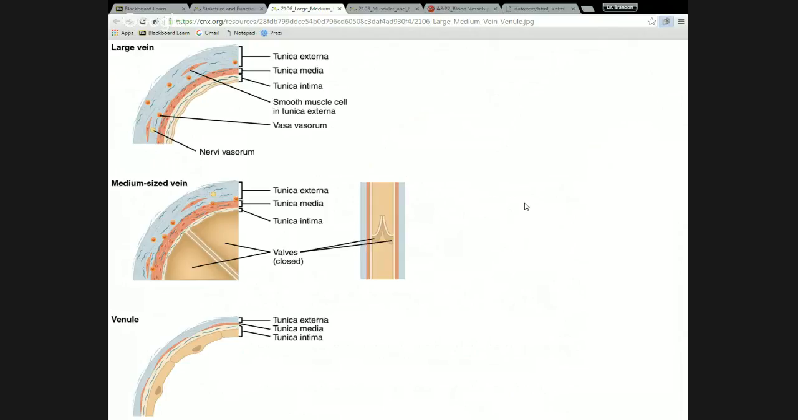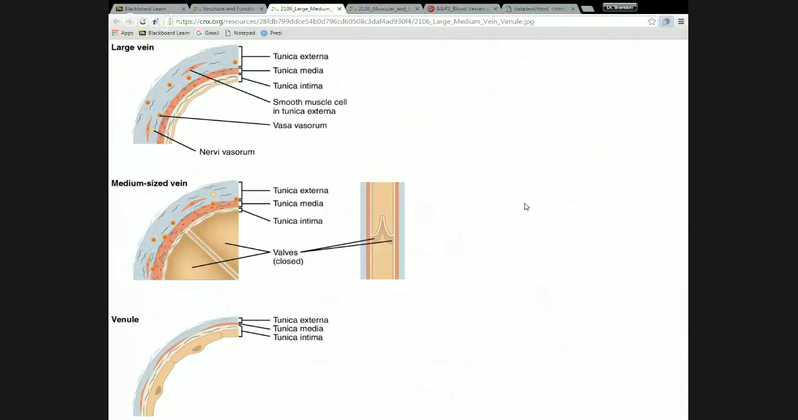Venules are microscopic veins, and those are the vessels that capillary beds feed into. And then venules feed into veins. Here they have 2 different depictions, one called medium-sized vein, and one called large vein. Those are not different vessels. Those are both just plain old veins. And they just have different sizes.